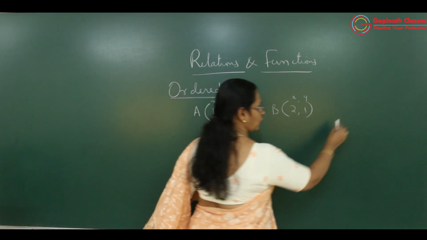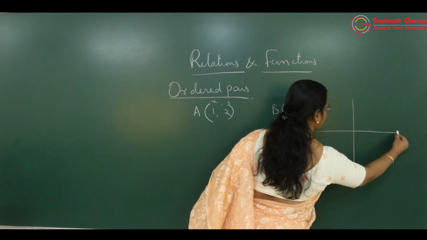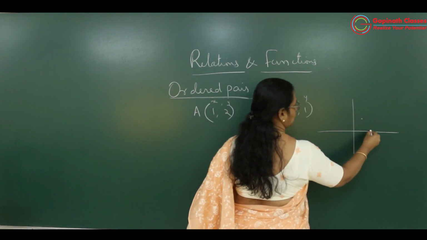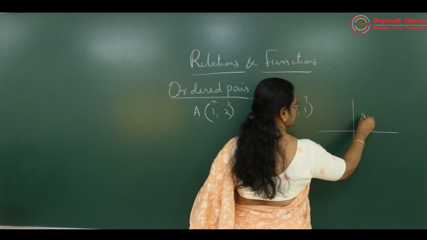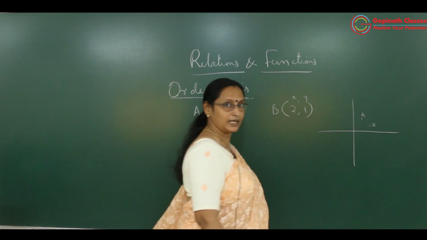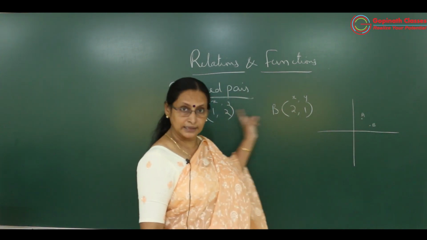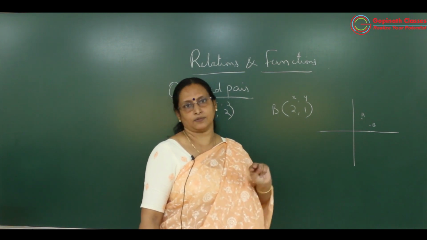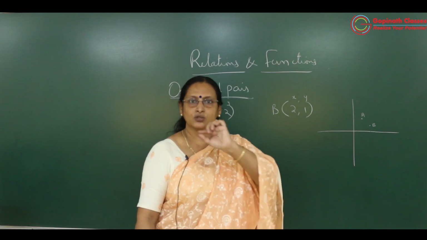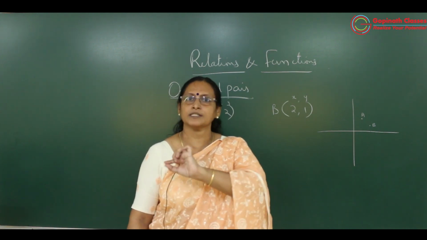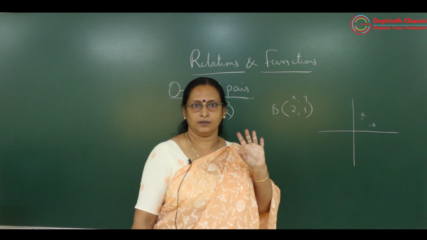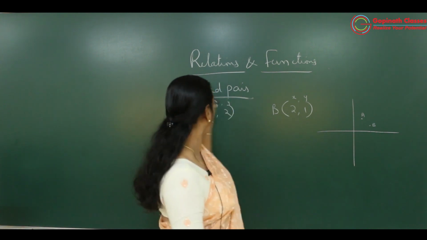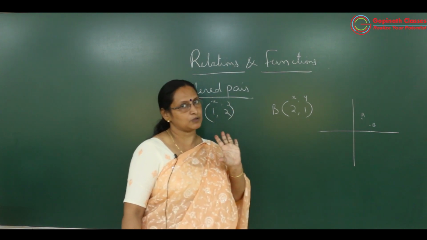And on the graph also, you know, (1, 2) is different from (2, 1). (1, 2) may be here and (2, 1) will be here. They are different. This is A and this is B. So order is very important. This is known as an ordered pair, where order is very important. One depicts x and the second one is y. (x, y) and (y, x) are different. So that is what is meant by ordered pair. This is the first concept, ordered pair.